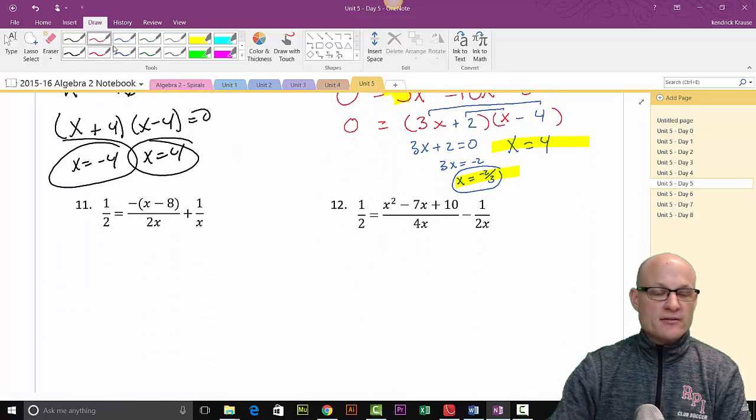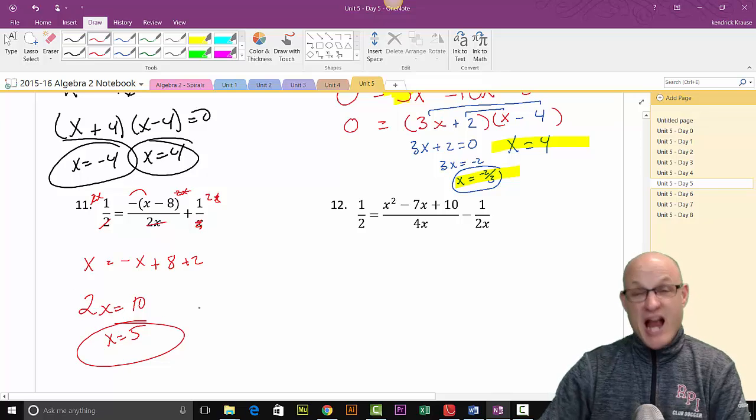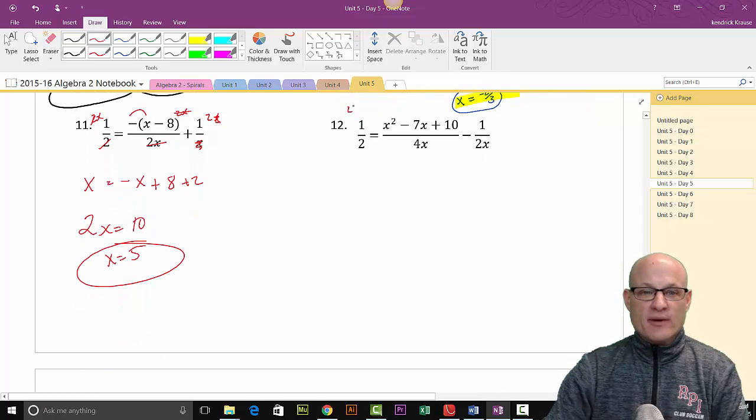All right, again, common denominator here is 2x. So we're going to do 2x, 2x, and 2x. 2's cancel. I'm left with x. 2x cancels with 2x. I'm going to distribute this minus, so that's minus x plus 8. X cancels, and I get plus 2. Wow, this is an easy one. Bring this x over, I get 2x equals 10, or x equals 5. Ka-ching!